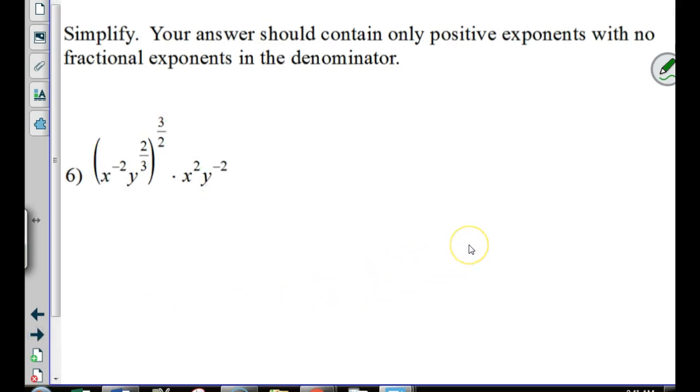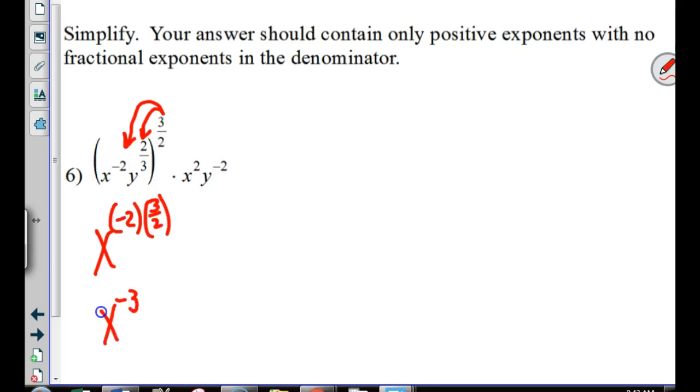All right, number 6, what are we doing here? How do we get rid of the parentheses first? Yes, we're going to multiply each of these in here. So the x to the -2 times 3 divided by 2 would be? It's -2 times 3/2. What does that simplify to? -3. All right, then the y has a 2/3 times a 3/2, which simplifies to 1. So it's just a y.